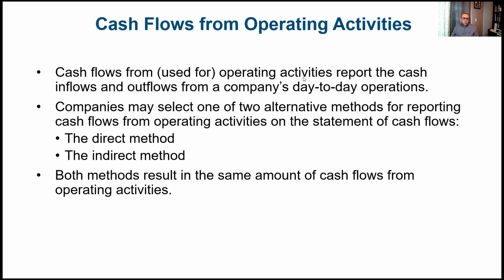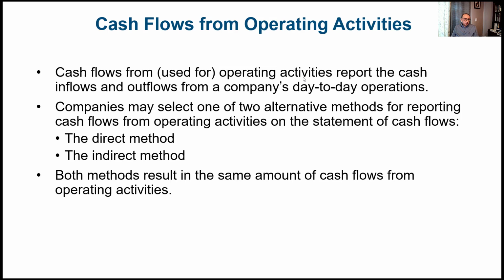So let's start with the first section, which is the cash flows from operating activities. And again, it's cash flows from or used for operating activities. They report the cash inflows and outflows from a company's day-to-day operations. So it's a reflection of the net income or the income statement, but it only focuses on cash transactions. So anything on accruals is not reported on the statement of cash flows.